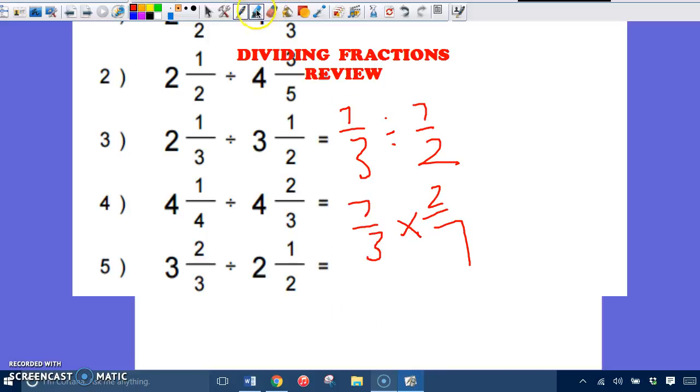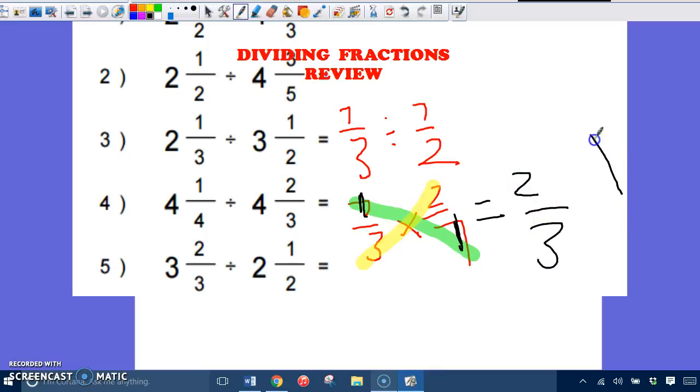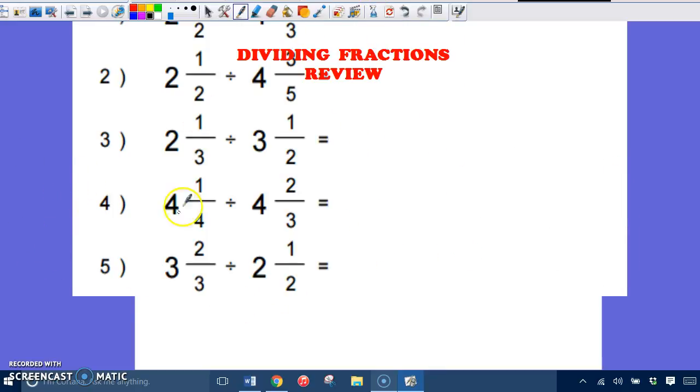Okay? Reducing diagonally here and here. Let's pretend I looked in my chart for a 2 and a 3. I did not find one in the same row. But, as you know, any number will reduce itself by 1. Now multiply straight across. 1 times 2 is 2. 3 times 1 is 3. Final answer, 2/3. All right, let's go on to the next one, moving right along.